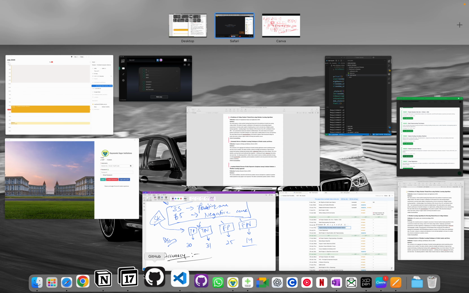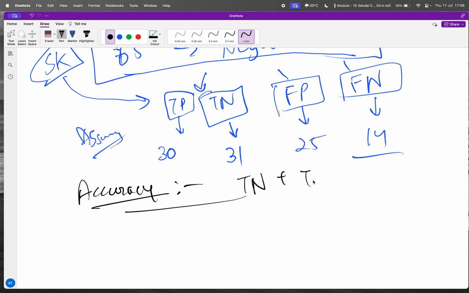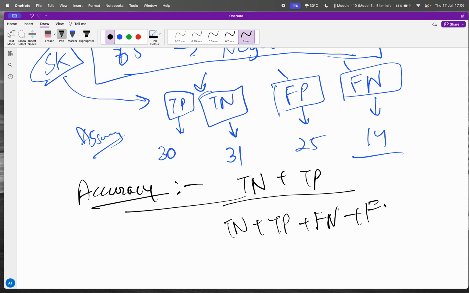Okay, I'll write the formula. See, for the accuracy, accuracy is nothing but, as I told you, true negative plus true positive. The order of the first and second term doesn't matter, since we are adding, you can just reverse it. Then divided by true negative plus true positive plus false negative plus false positive.